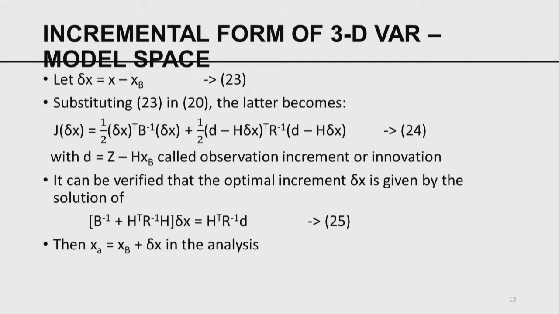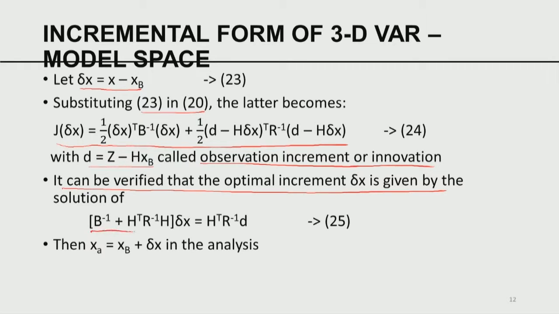Once we get this, there is a quick exercise. I can talk about the incremental form of 3D-Var in the model space. Let me run through this very quickly. This is largely related to the computational advantages and disadvantages of whichever formulation we want to follow. Let this be the increment. This is called the incremental formulation. Substituting 23 in 20, my J becomes this, where D is equal to Z minus H of XB. That is what's called the observation increment or the innovation. So we can work with the incremental variable. It can be verified that the optimal increment delta X is given by the solution of this. In other words, if I minimize this, the minimizer is given by the solution of this.